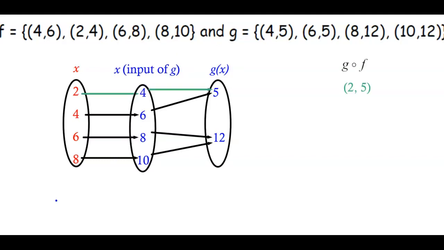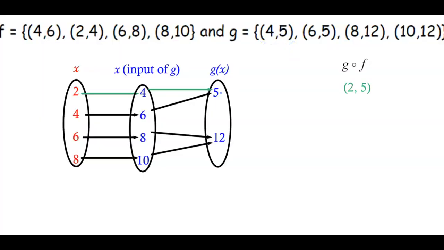So here's how we get our final answers for our ordered pairs. We look at how the lines are drawn from the beginning to the end. So we started with a 2 here. Remember, the 2 was mapped to the 4. But remember, the 4 turned into the brand new input of g. And the 4, according to this up here, was mapped to a 5. So our composition of g of f is going to be 2, 5.